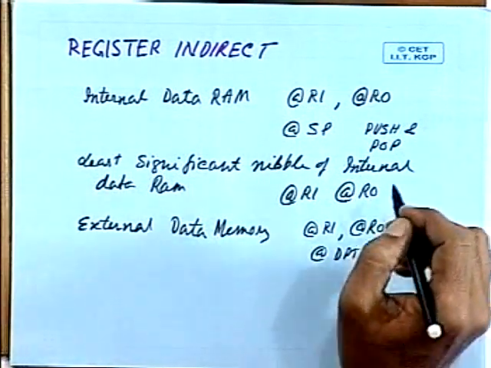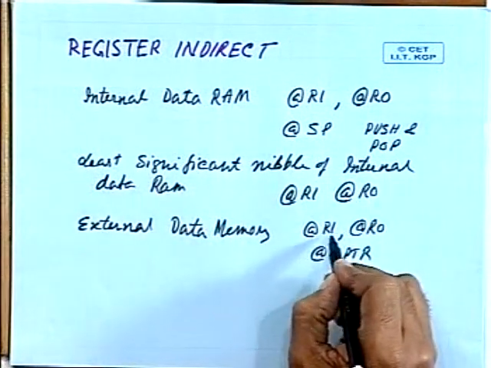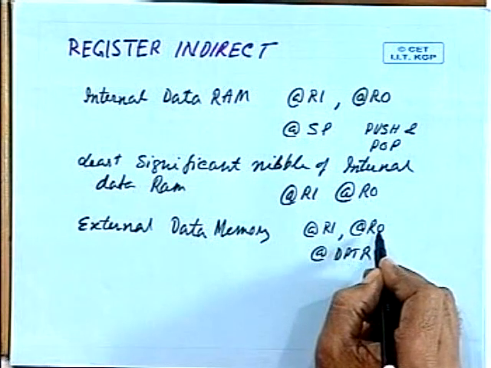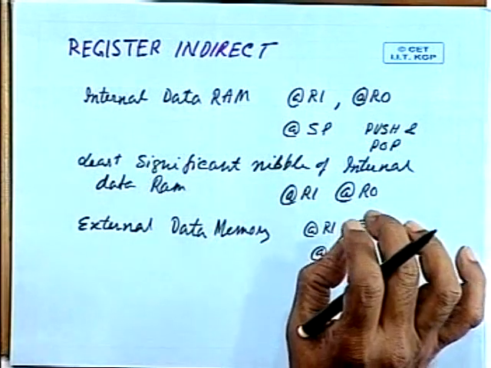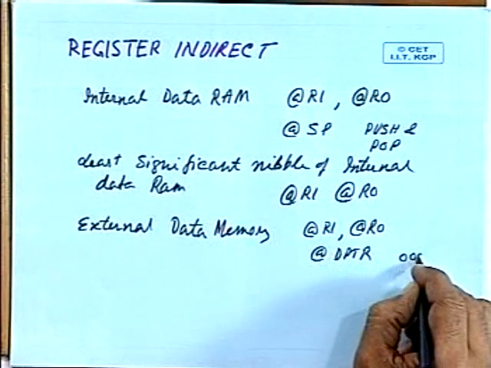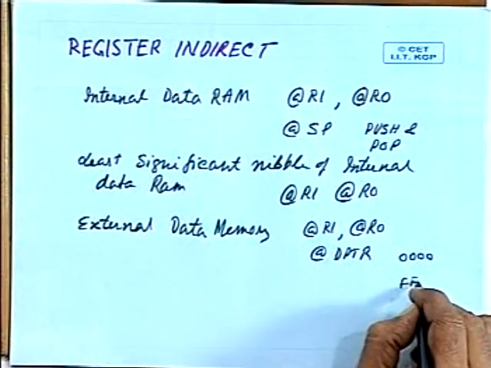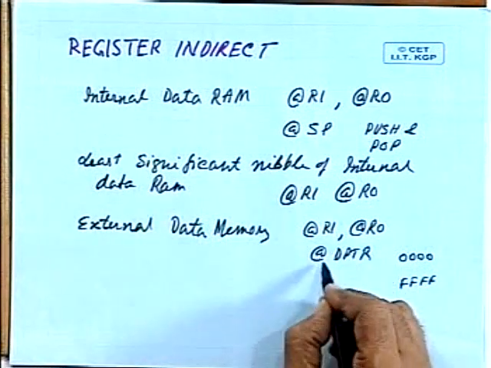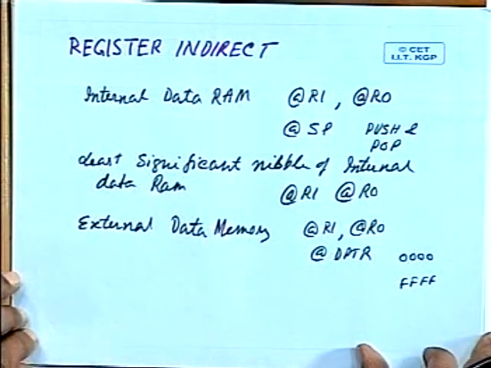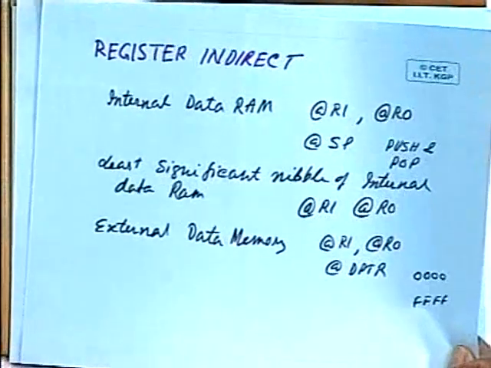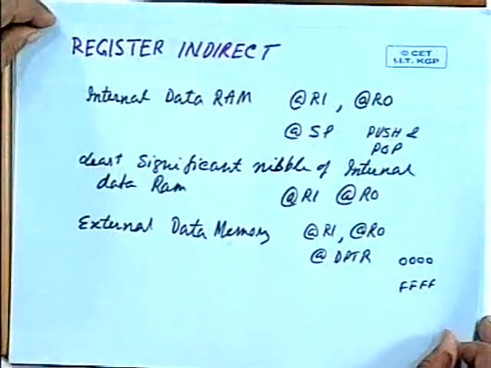So we see that with the help of R0 and R1, you can access either the internal data RAM or the external data RAM, which is restricted to 256 bytes, or you can access the external data memory with the help of the data pointer, where it can be from 0000 to FFFF. The entire external memory can be accessed with the help of this data pointer. So the register indirect addressing mode will access in this manner. Later on we shall see the instructions utilizing this register indirect addressing.